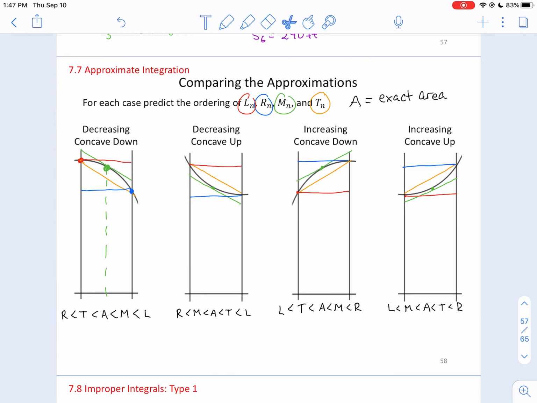So the monotonicity, which is a word for saying whether the function's increasing or decreasing, and the concavity of a curve, if those are known, then you can make predictions about whether the methods that you're using will be under or overestimates of each other.